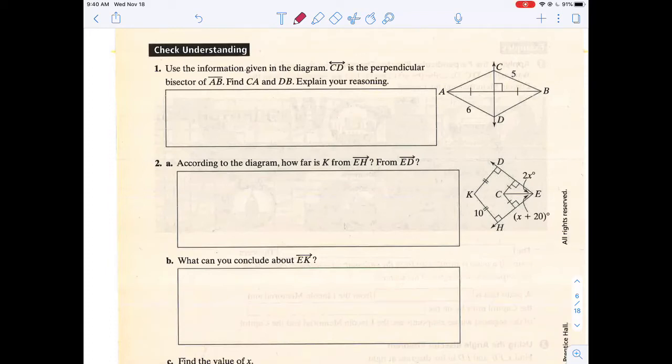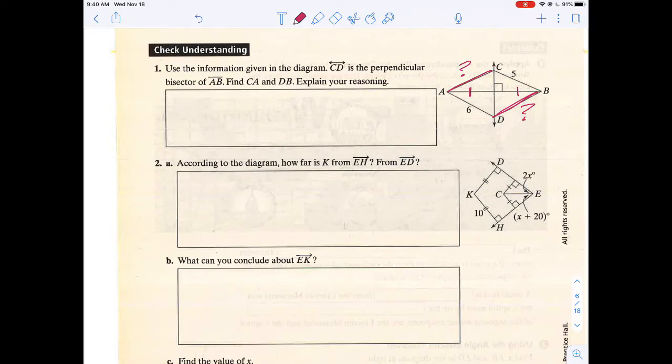Alright, check for understanding problems. Use the information given in the diagram. CD is the perpendicular bisector of AB. So it splits AB, it splits these two exactly in half. Find CA. So I need to find this side. And DB.